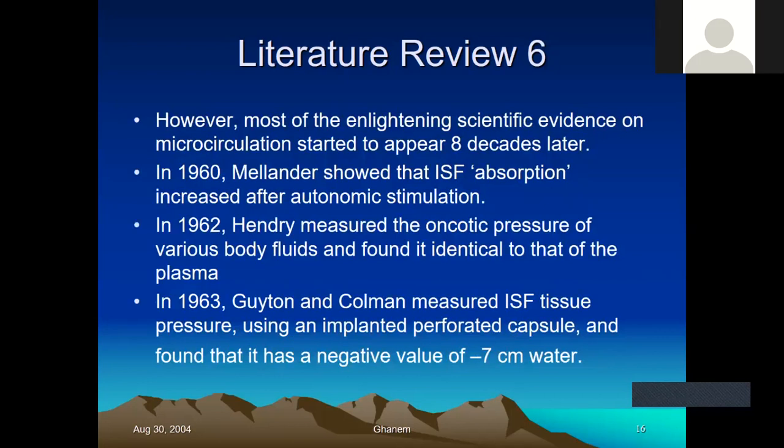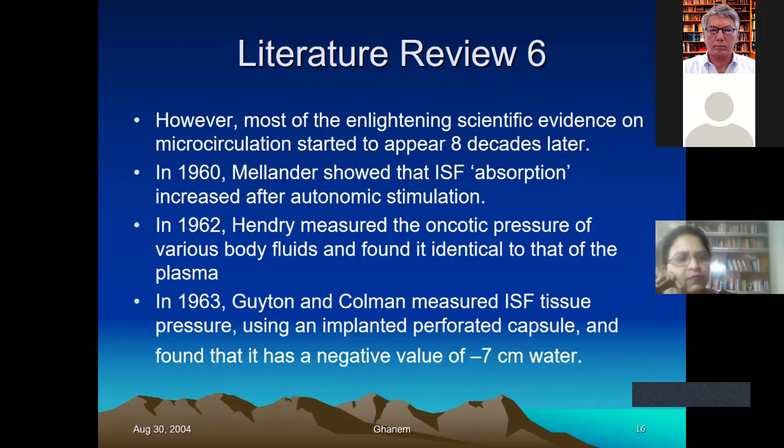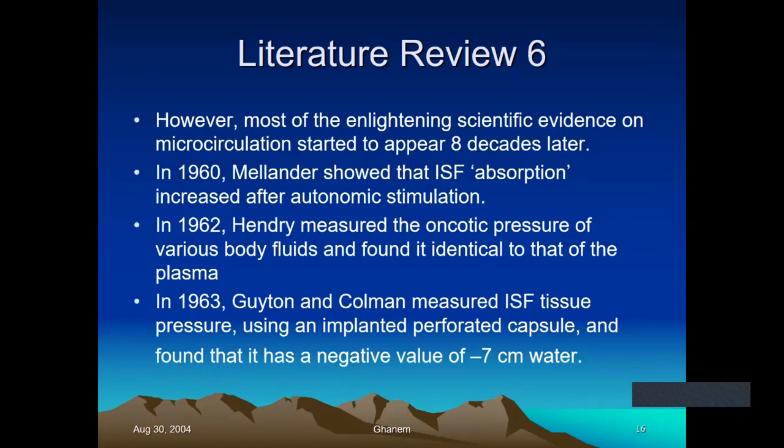However, most of the enlightening scientific evidence on microcirculation started to appear decades later. In 1960, Mellander showed that interstitial fluid absorption increased after autonomic stimulation. In 1962, Hendry measured the oncotic pressure of various body fluids and found it identical to that of the plasma. In 1963, Guyton and Coleman measured the interstitial fluid tissue pressure using an implanted perforated capsule and found it has a negative value of -7 centimeter water.